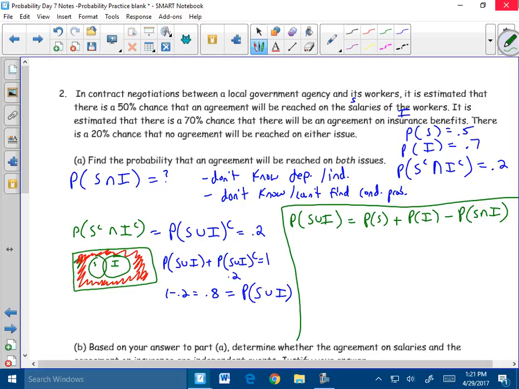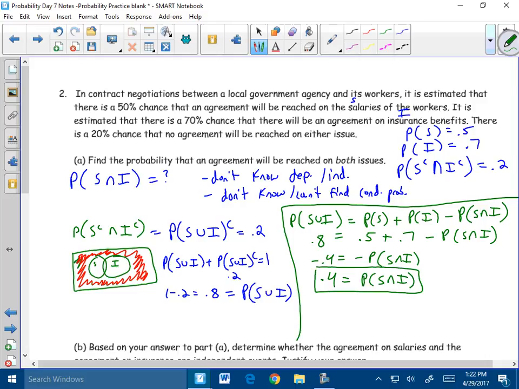So since I know this now is 0.8, and from earlier, I know that P of S is 0.5 and P of I is 0.7, I can figure out the probability of S and I, which is what I'm trying to do. So if you add 0.5 plus 0.7, you're going to get 1.2. Subtract that over. So technically it's negative 0.4 is equal to the negative probability of S and I. Okay, so therefore positive 0.4. So that overlapping section there is 0.4. And so I use my addition rule to help me figure that out.